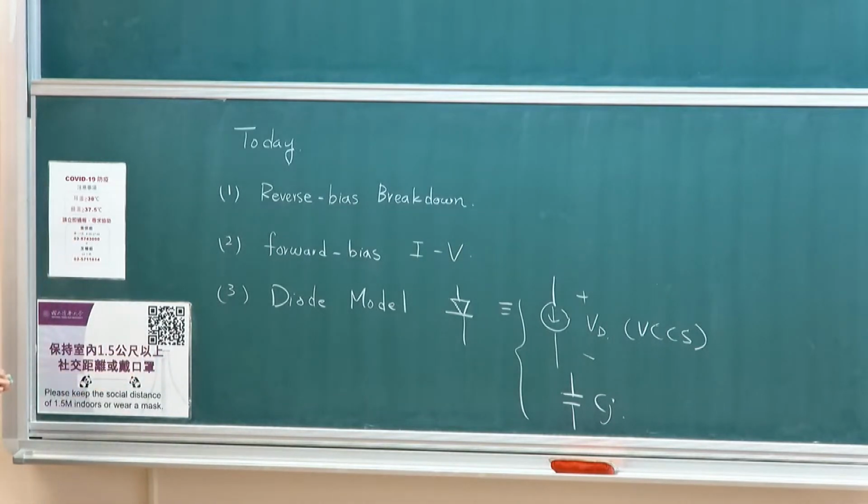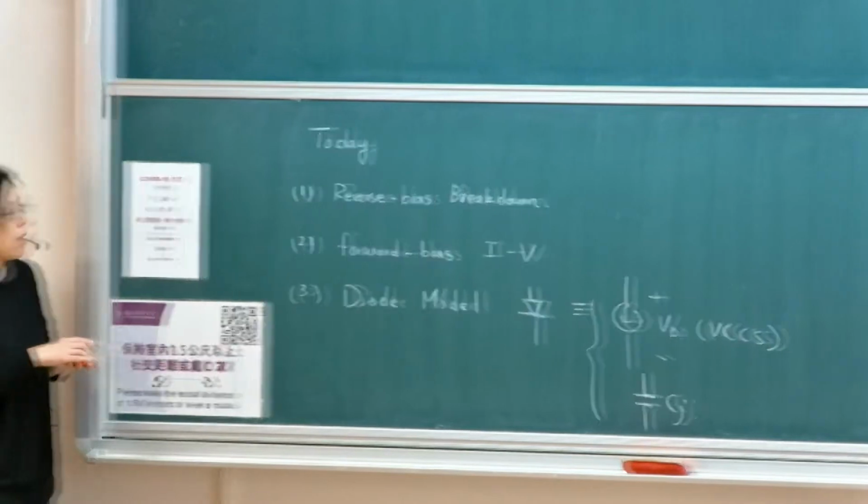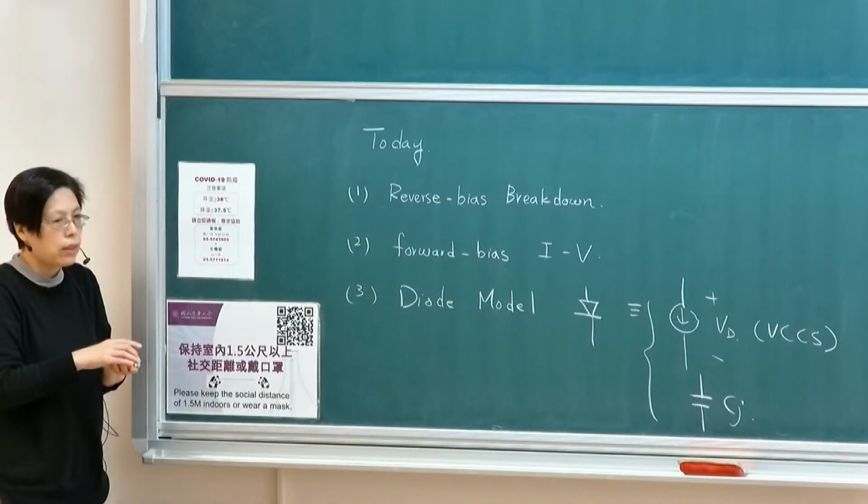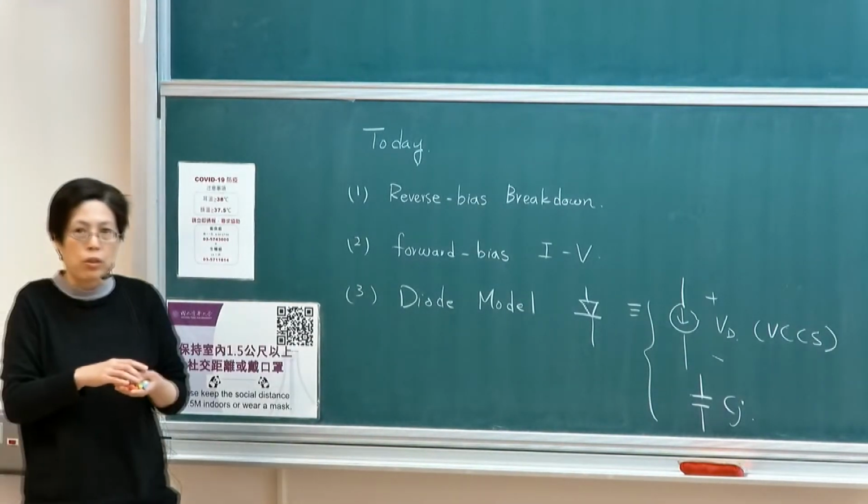So remember, what we're going to do today is wrapping up chapter 2, of course. Basically there are 3 more topics we need to address. First of all, we have already started the discussion of the reverse bias PN junction.